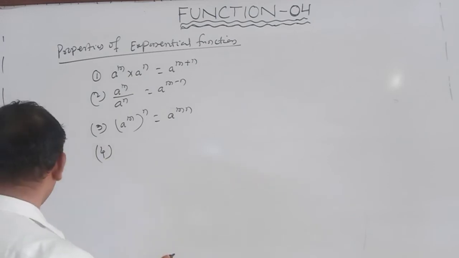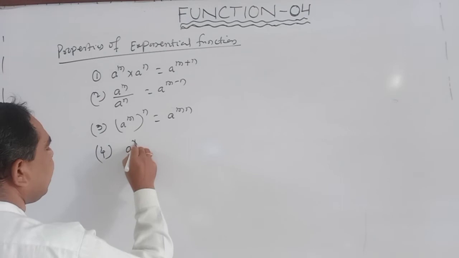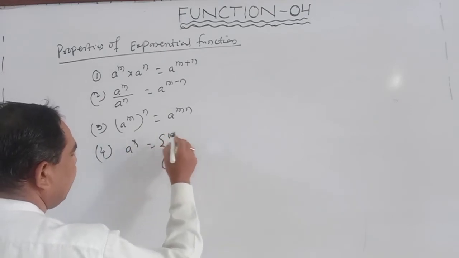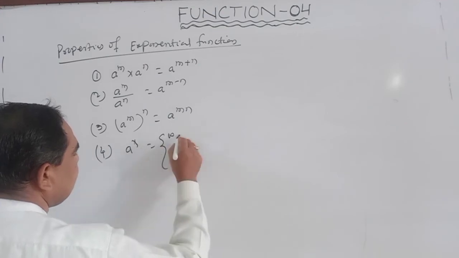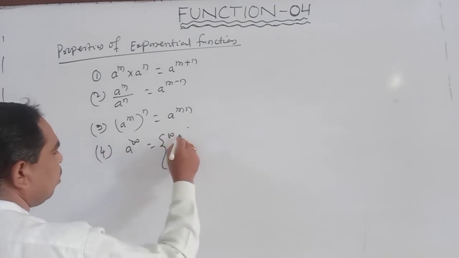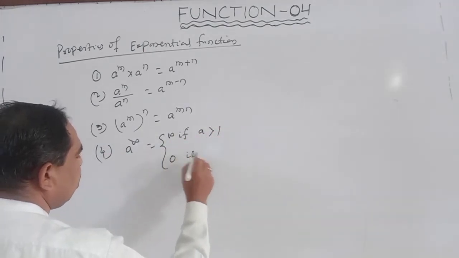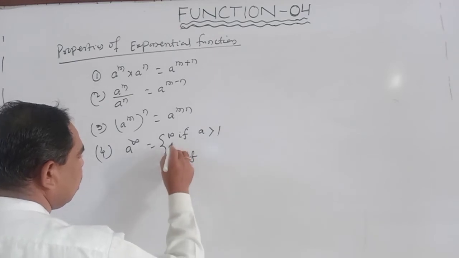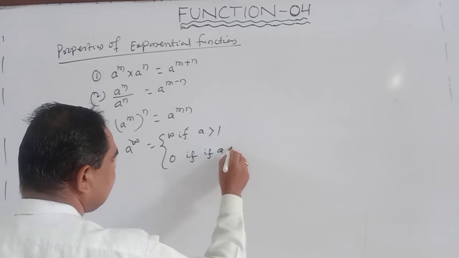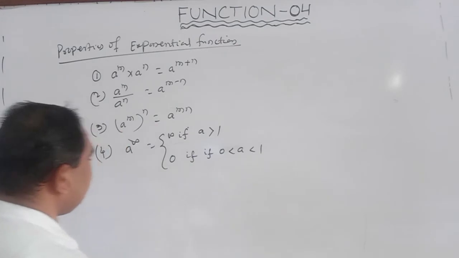4. a to the infinity is equal to infinity if a greater than 1, and 0 if a lies between 0 and 1, that is 0 less than a less than 1.